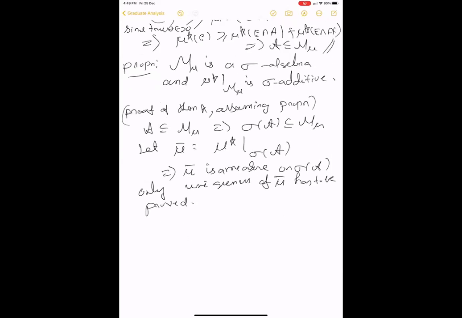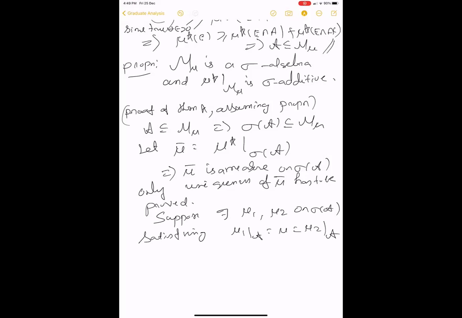So consider this. So I consider a new object called like this. No, I want to say something more, sorry. So I want to prove it's unique. So suppose there exist mu1, mu2 on sigma of A, satisfying mu1 restricted to A equal to mu equal to mu2 restricted to A.